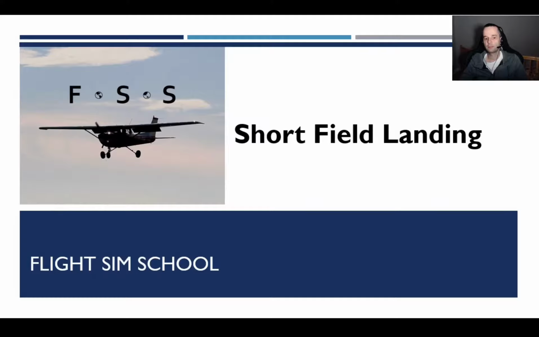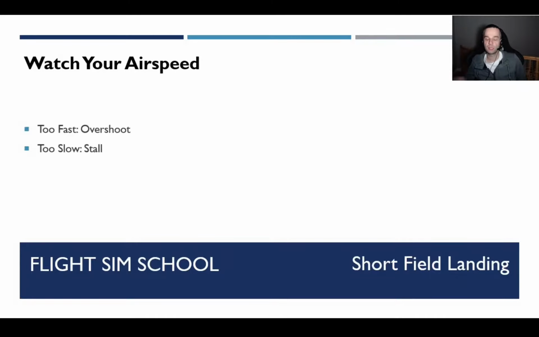Alright, so let's have a look at how a short field landing differs from a normal landing. The main difference that you need to keep an eye on is your airspeed. In a normal landing, there's a lot more leeway in terms of your final approach speed. You don't have to be perfect with it. So long as you're within a certain range, you'll be able to get down on the runway and not overshoot the runway at all. But with a short field, you need to be much more gentle and much more in tune with what's actually happening with the plane.